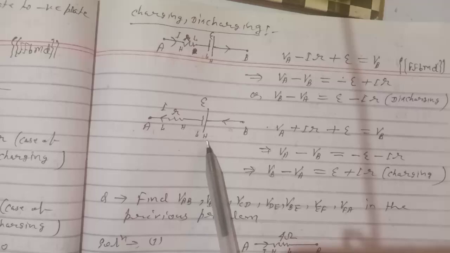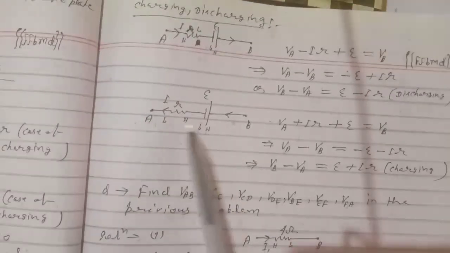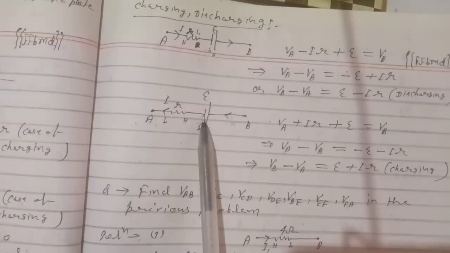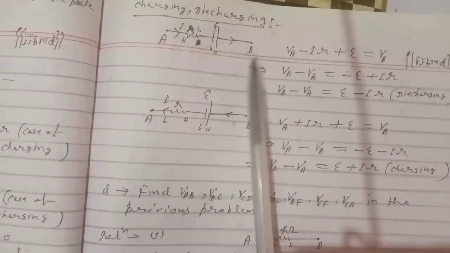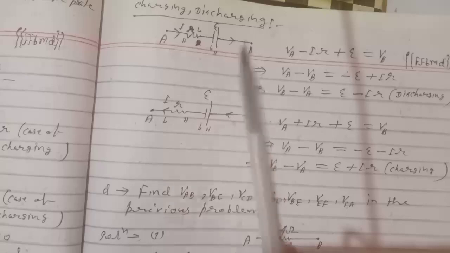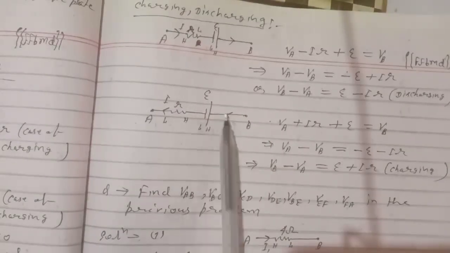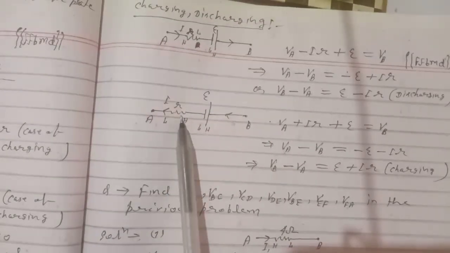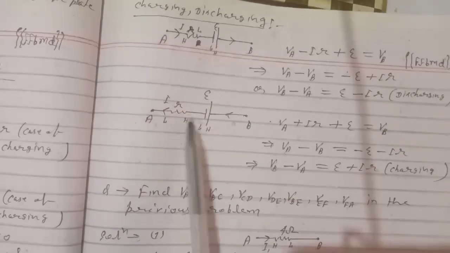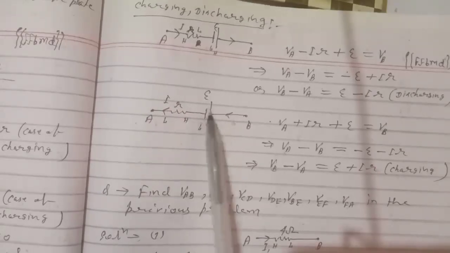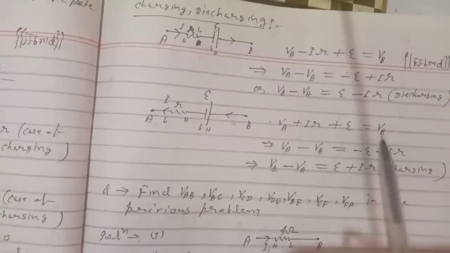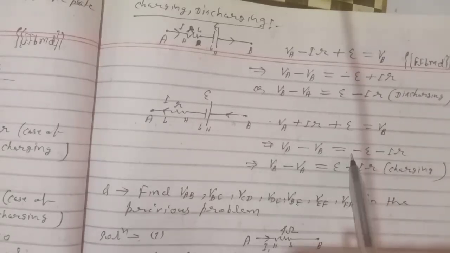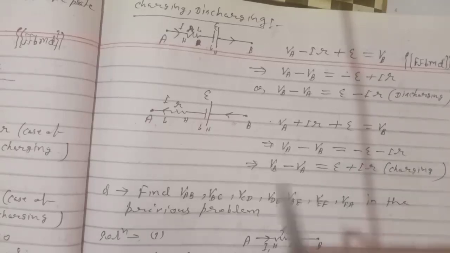And in the case of charging, this is point A and current is flowing from the positive terminal, opposite of this case. So if we write, this is at a higher potential, so VA plus IR, and again it is IR plus E equal to VB. So we have written VA plus IR plus E equal to VB. This implies VA minus VB equal to minus of E plus IR, or VB minus VA equal to E plus IR.